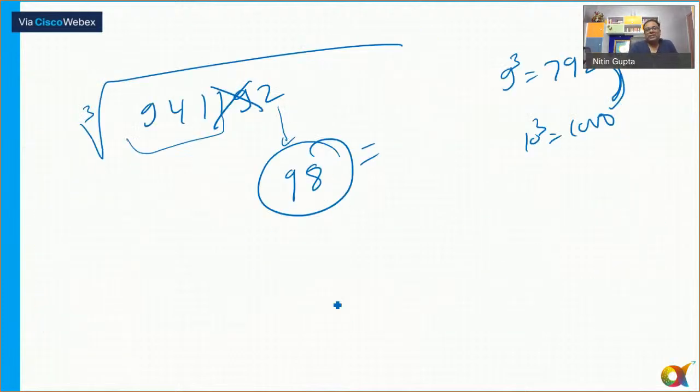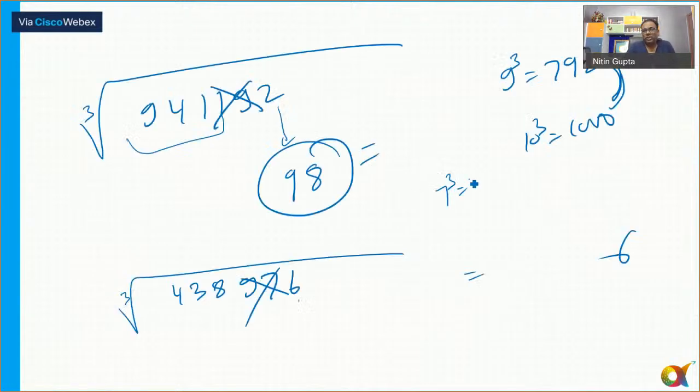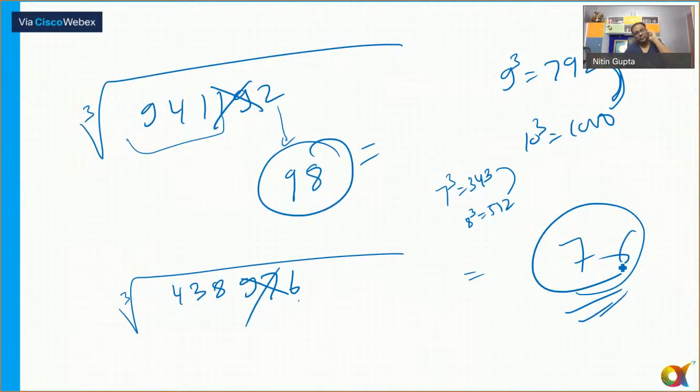Okay. Like if I say I need to find out the cube root of 438976. Only 2, 3, 7, 8 will interchange. Rest of the things will remain the same. So this is 6, so write down 6 as it is. Neglect the next two numbers, 97. Now 438. I know 5 cube, 6 cube, 7 cube, and 8 cube. I know that 7 cube is equal to 343 and 8 cube is equal to 512. So 438 is between these two. So the answer is 76.